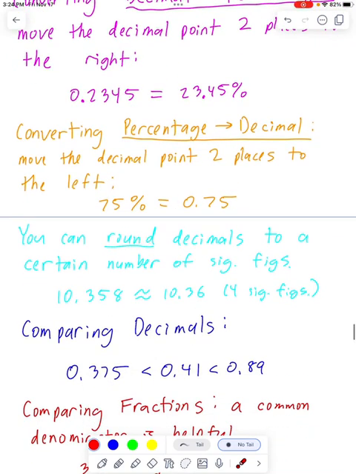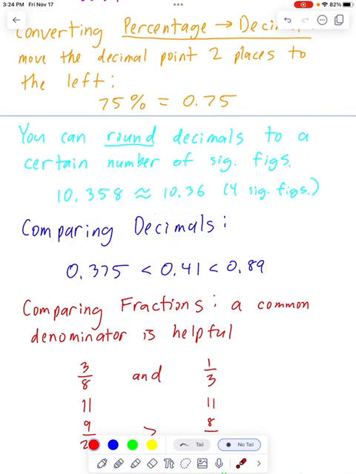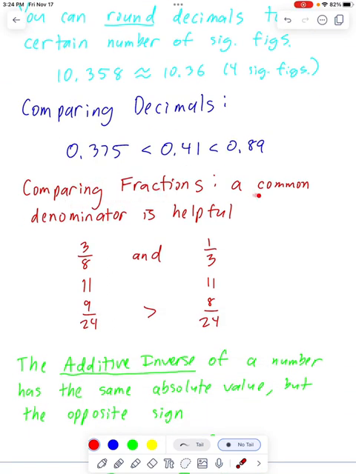You can round decimals to a certain number of sig figs, the same way you can round other numbers. For example, this number is approximately equal to this number, which would have 4 sig figs. We can also compare decimals like any other number using inequality signs. We can also compare fractions, and in doing so, a common denominator is helpful. Let's say we're comparing this fraction and this fraction. We can get a common denominator and then compare the numerators.